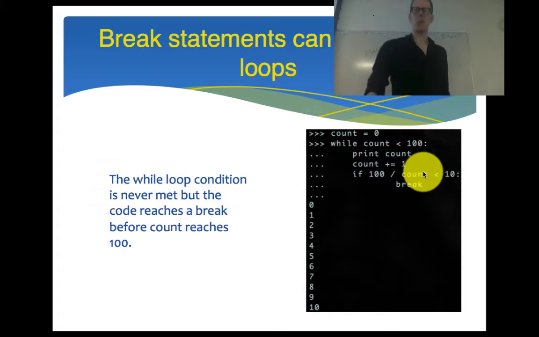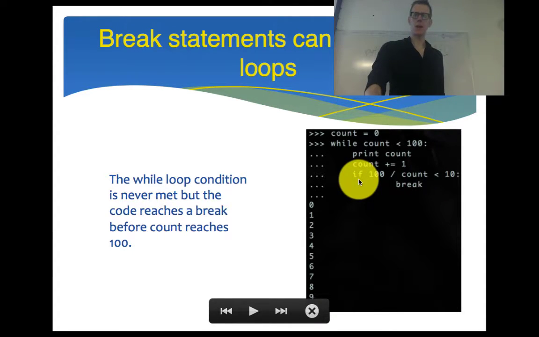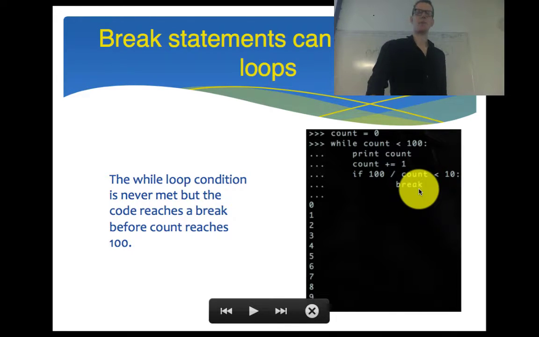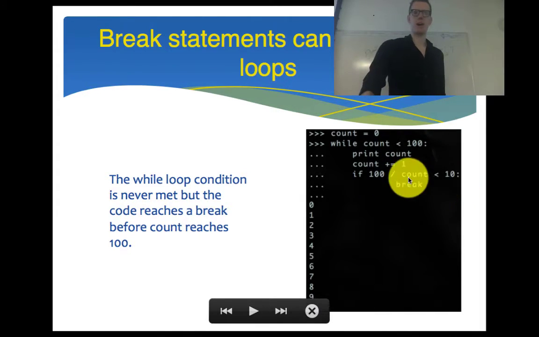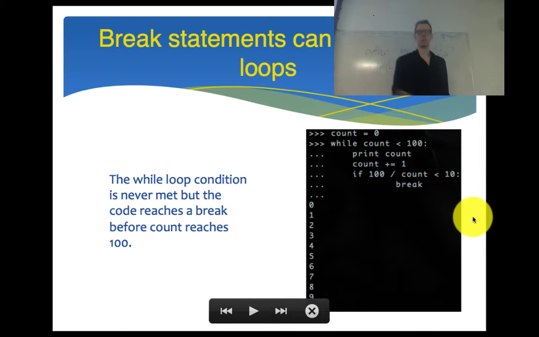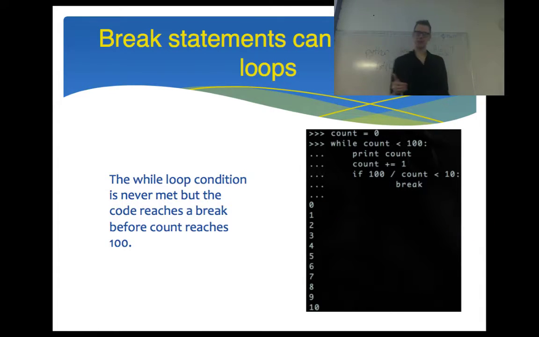However, we're going to make sure it doesn't by having an if statement here, which checks whether 100 divided by the count is less than 10, and if it is, it breaks. So if 100 divided by count is less than 10, which will become true as it hits 11, I want to break, and that will break the while loop that we're in and finish executing the code. And so what we see printed to the screen is all the numbers 0 to 10, rather than all the numbers 0 to 100 as we might expect.